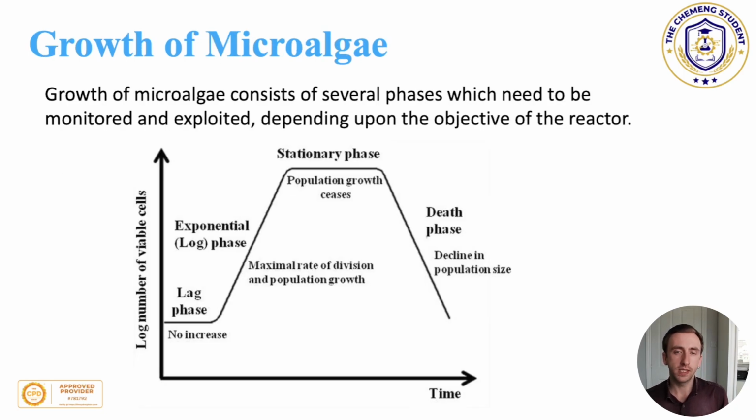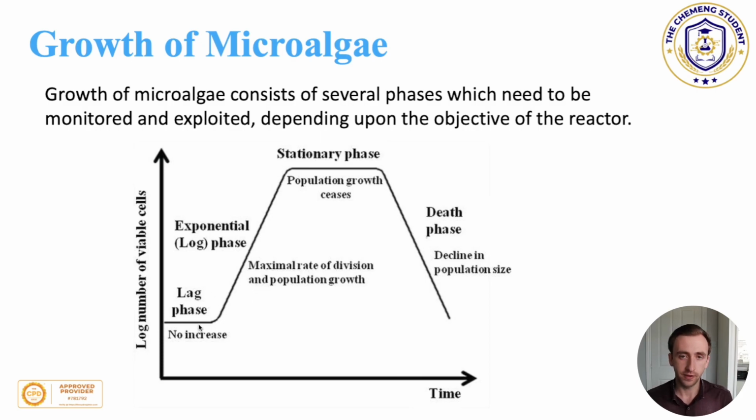Now, before we start to look at the design of a photobioreactor, it's really important that we understand the behaviour and the growth of microalgae from a very general standpoint. And we can basically break up the growth of microalgae into 4 distinct stages. We have a lag stage, we have the exponential stage, a stationary stage, and a death stage.